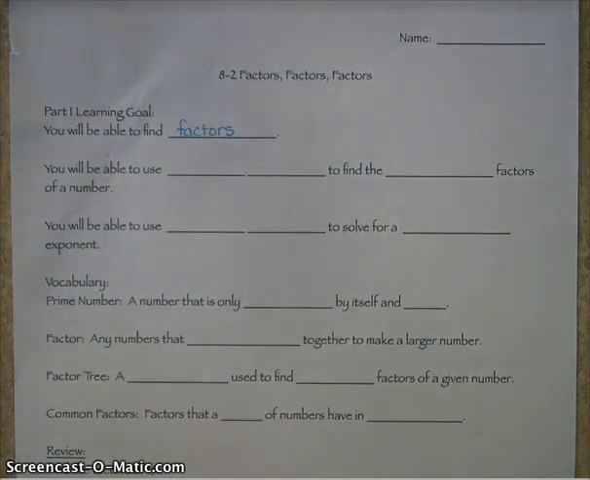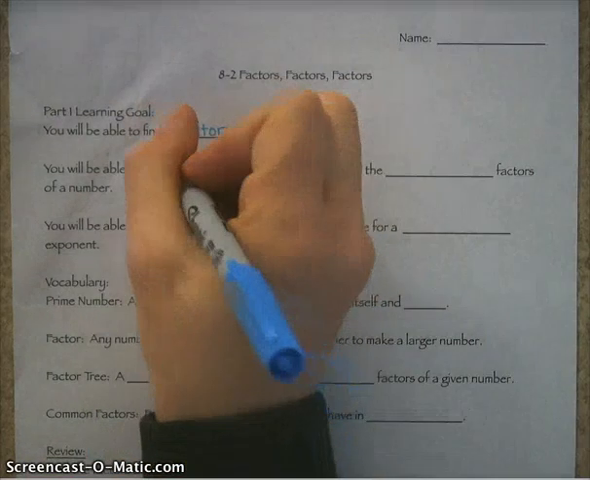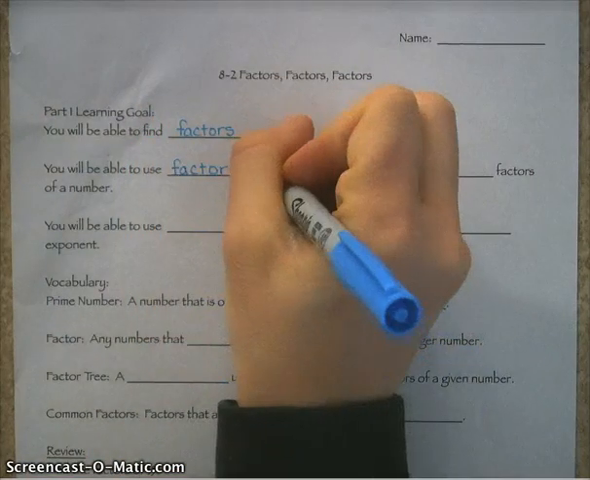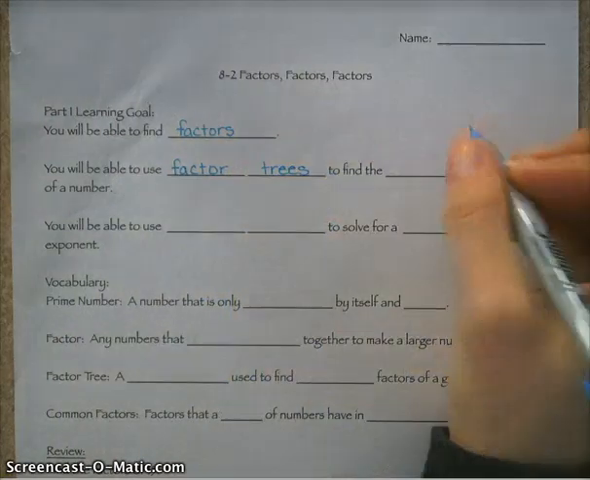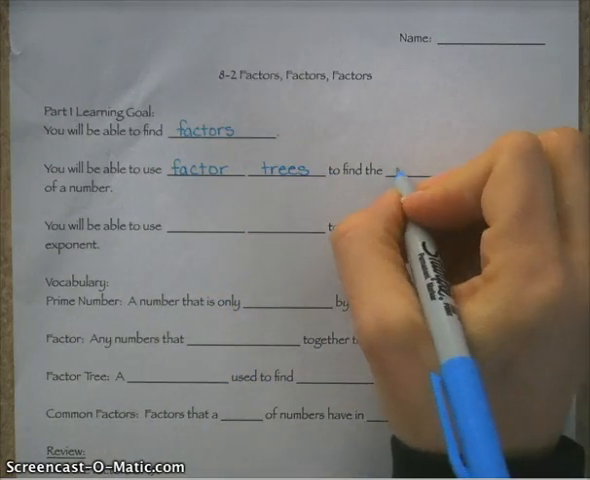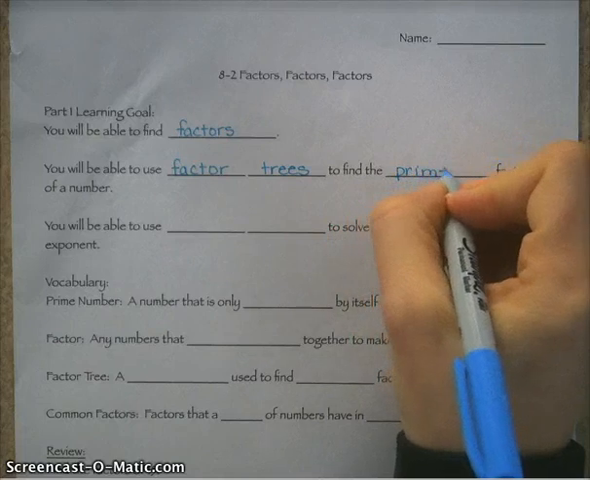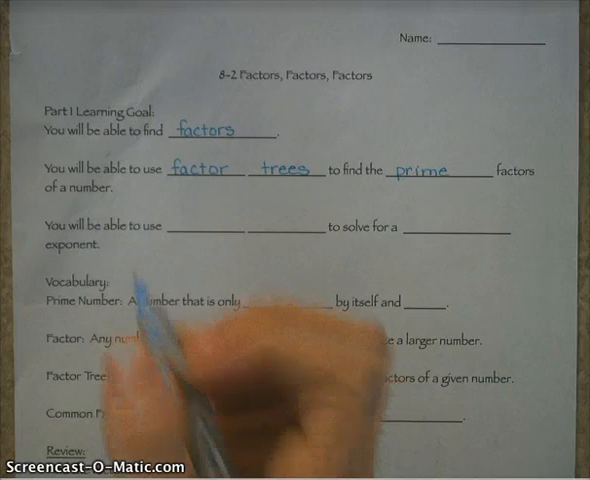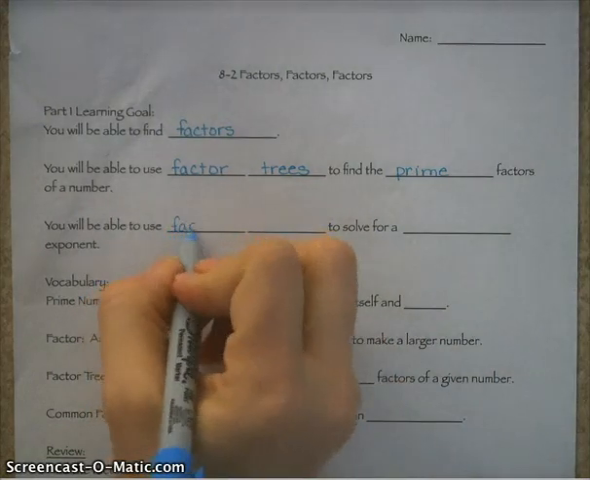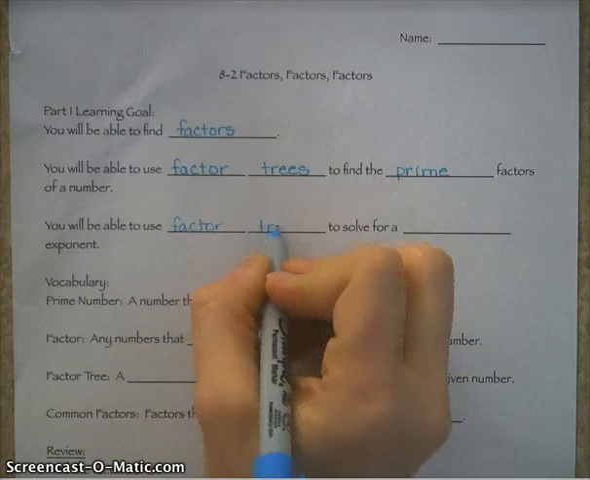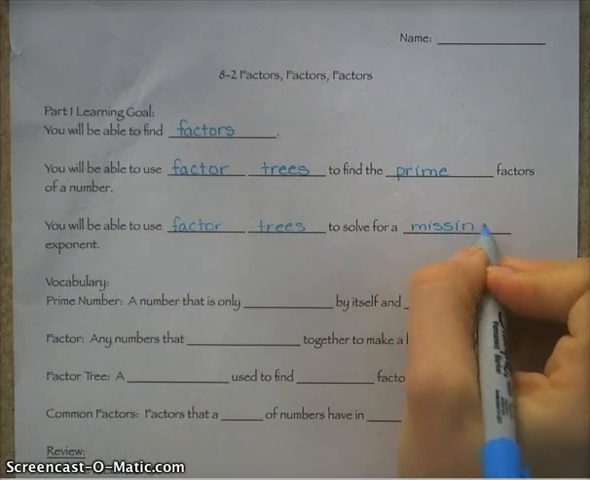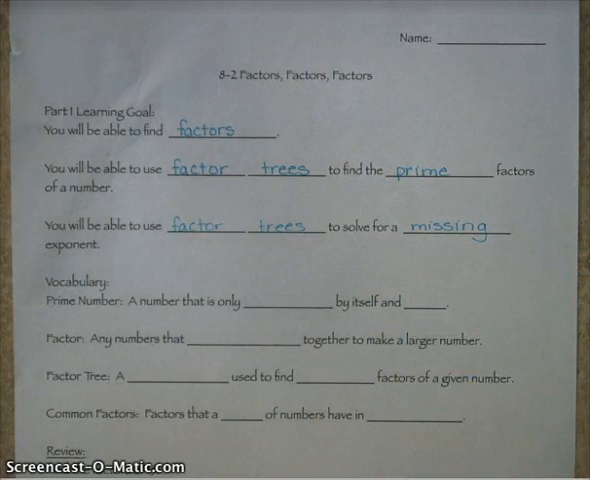The second part of our learning goal is I want you to be able to use something called factor trees, which I think you learned about in 4th grade. Use factor trees to find the prime factors of a number, and we'll talk about what those mean in just a second. And then the last part, you'll be able to use factor trees to solve for a missing exponent. So when you've got a number that has an exponent and the exponent is missing, that's what we need to use factor trees to help us solve.